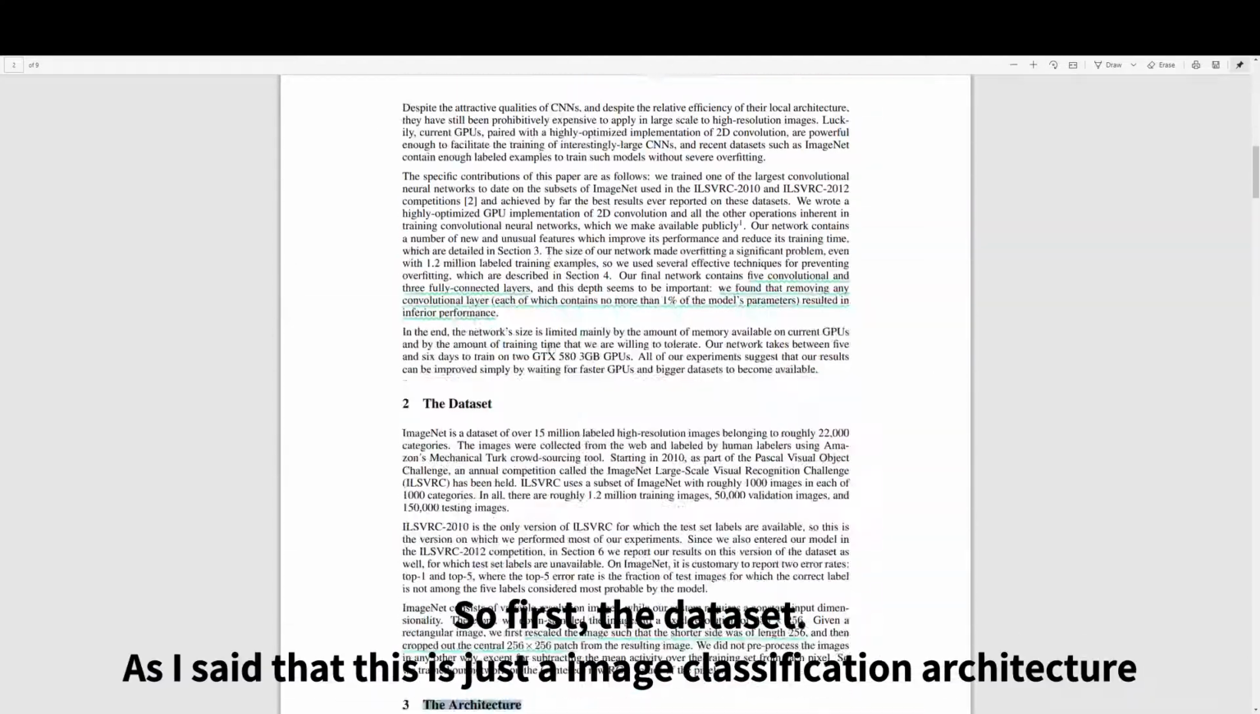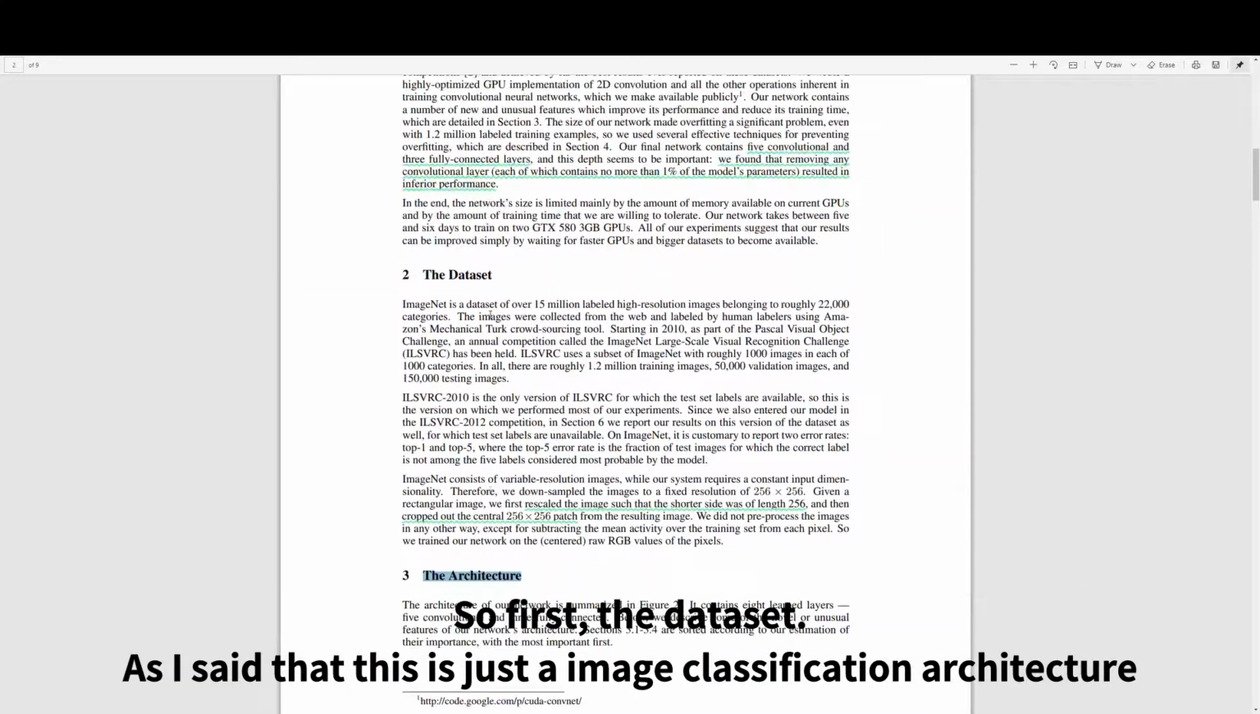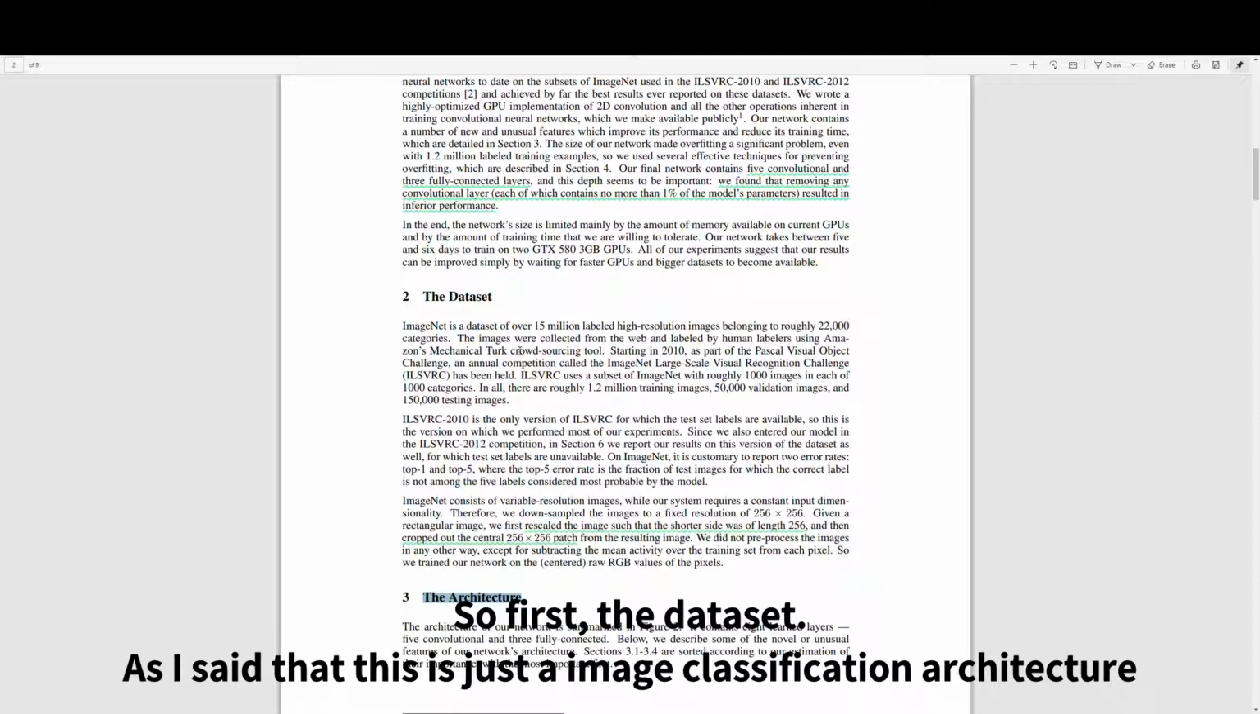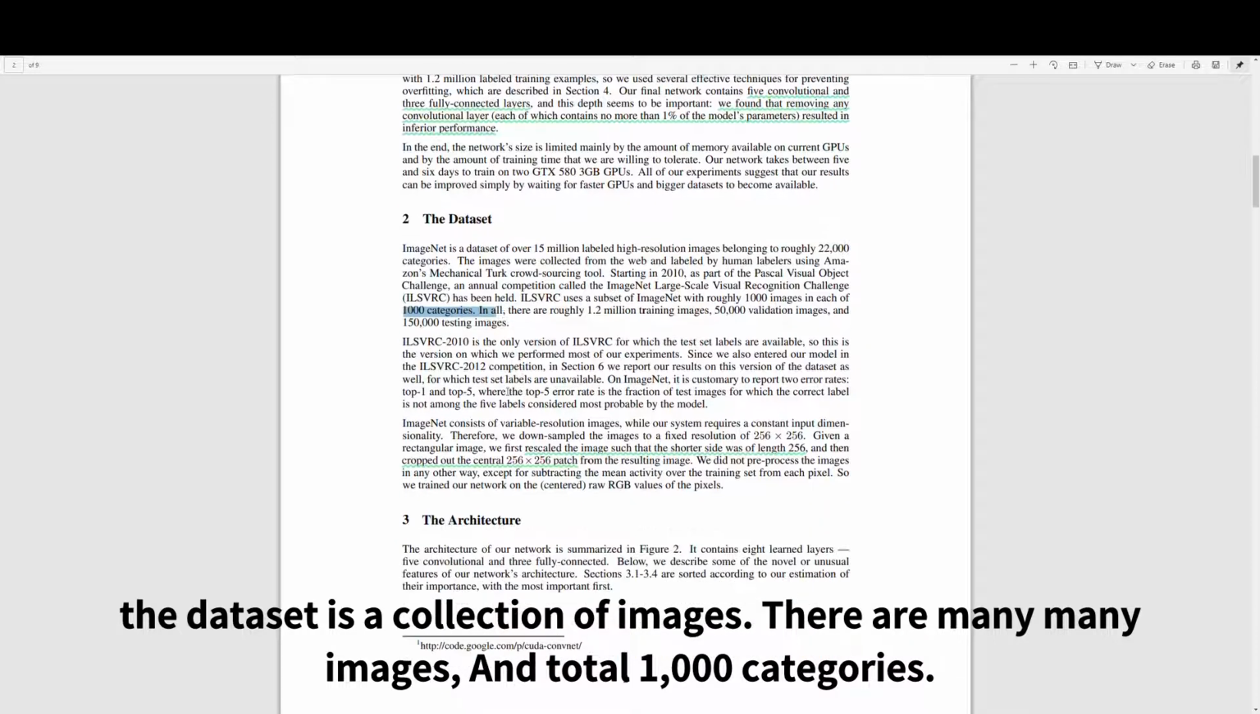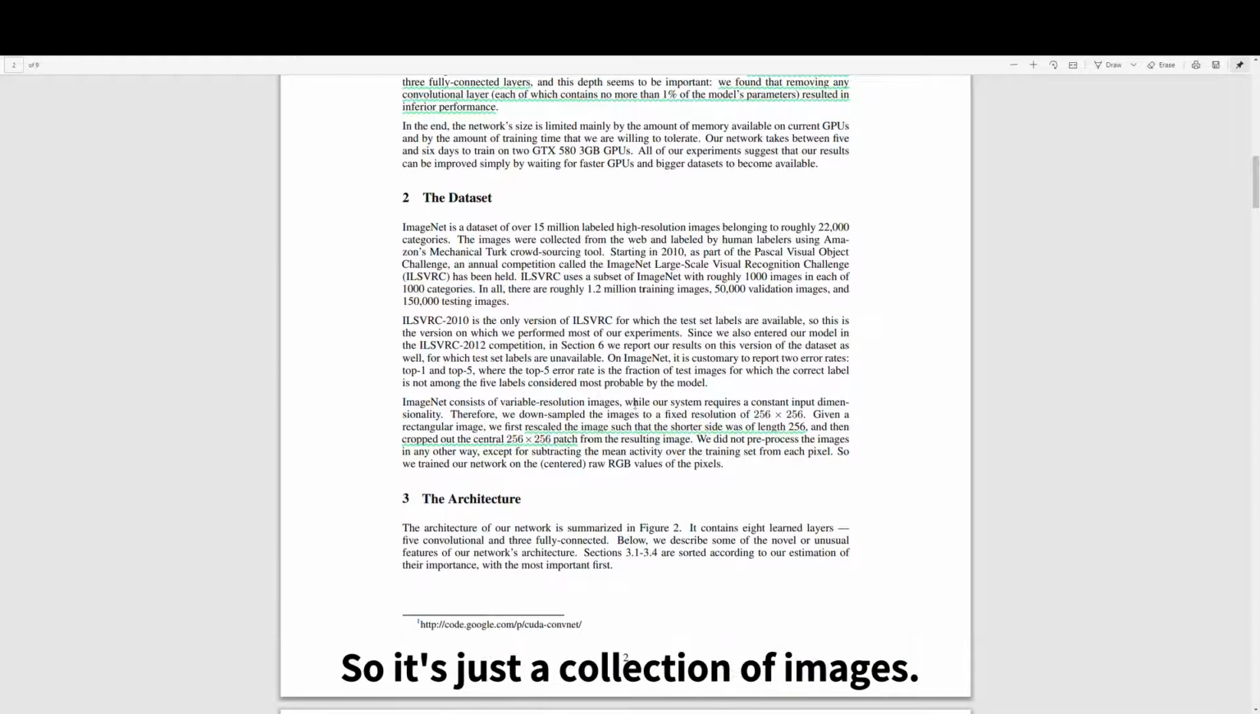So first, the dataset. As I said, this is just an image classification architecture, so the dataset is a collection of images. There are many images, and there are 1000 categories.